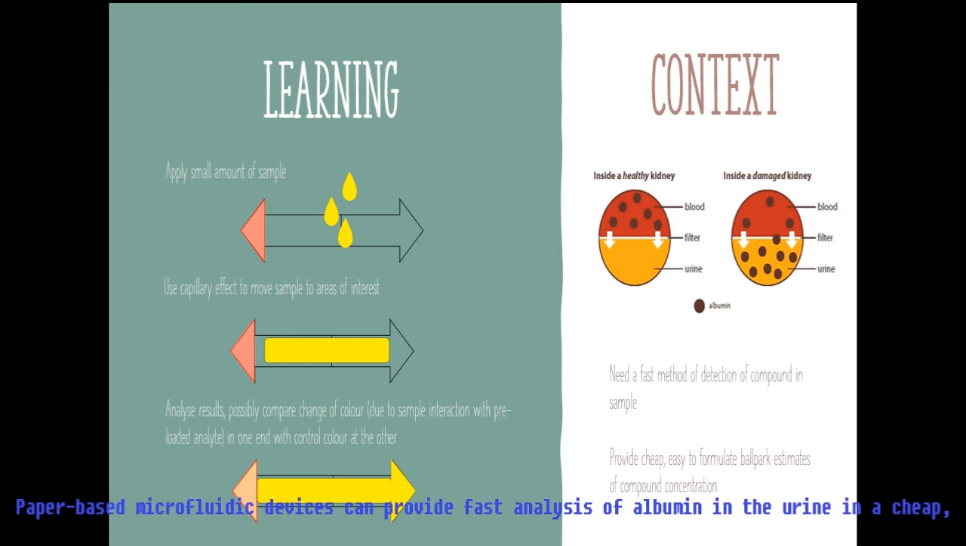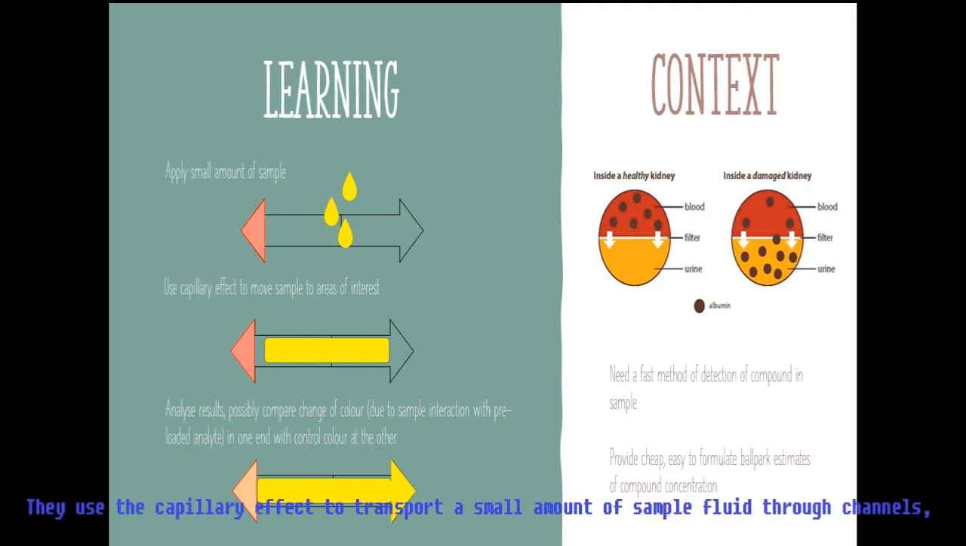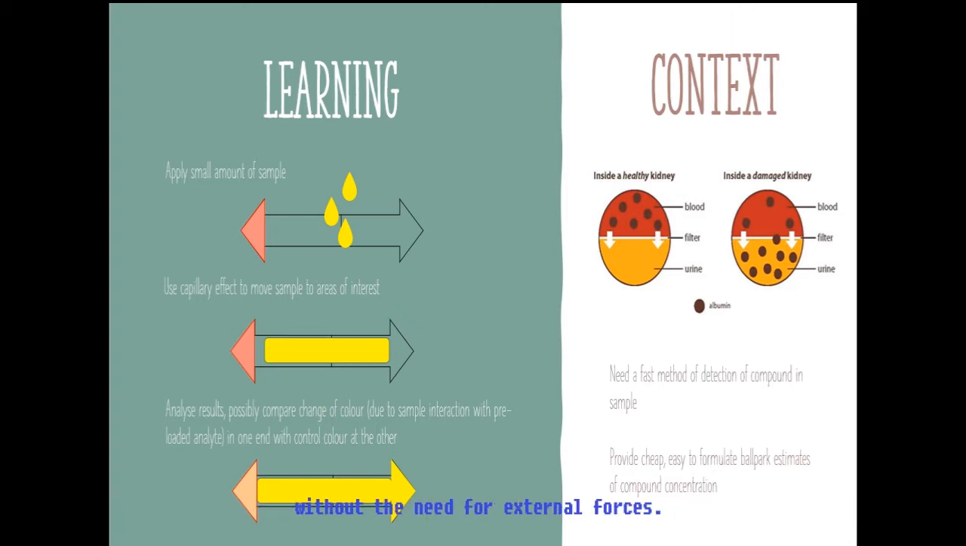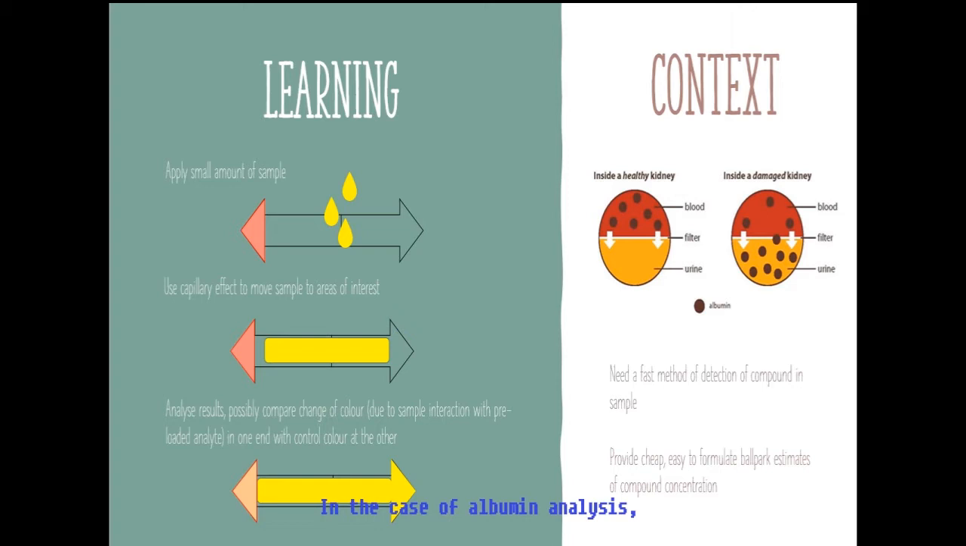Paper-based microfluidic devices can provide a fast analysis of albumin in urine in a cheap, simple to operate and disposable way. They use the capillary effect to transport a small amount of sample fluid through channels without need for external forces. These channels may contain reagents that interact with the sample should an analyte be present. In the case of albumin analysis, reagents exist on the market that could be added to microfluidic channels to create a change in colour should albumin be in the urine.